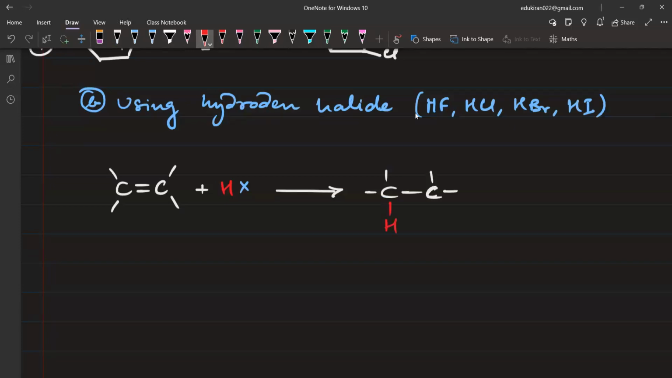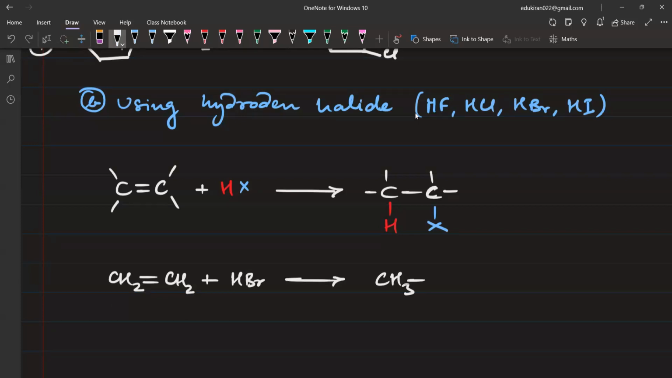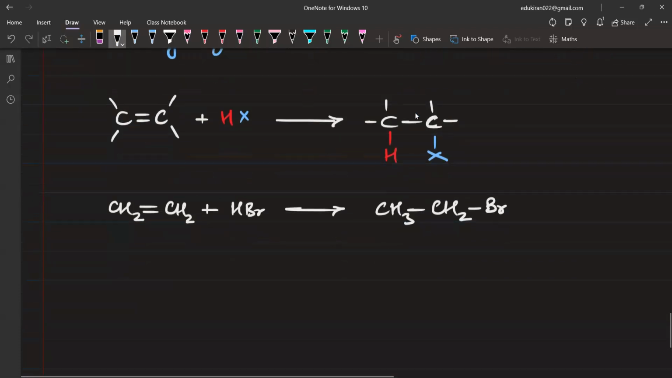But the only addition is the pi bond breaks. And what does the pi bond do? It breaks. And a new carbon-hydrogen and carbon-halogen bond is formed. Okay? So for example, if you have CH2 double bond CH2 plus HBr, then what will happen? Let us suppose this first and second carbon, both the carbon atoms are same. So in this case, you add hydrogen on one carbon, and to the other carbon you give the Br. One gets hydrogen, the other gets halogen.